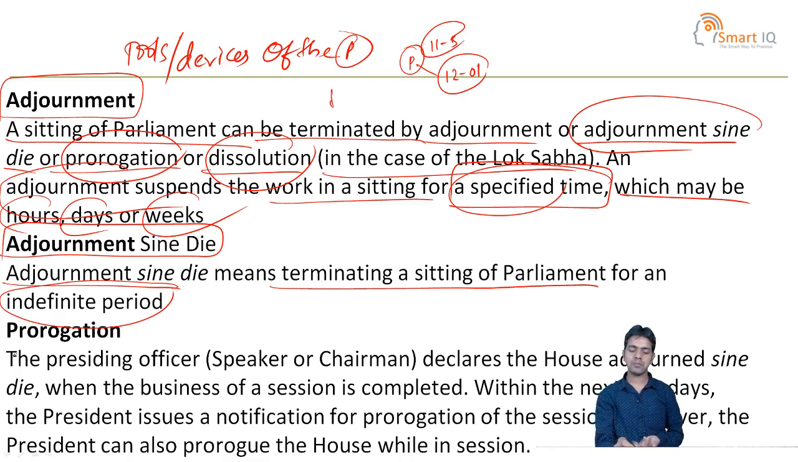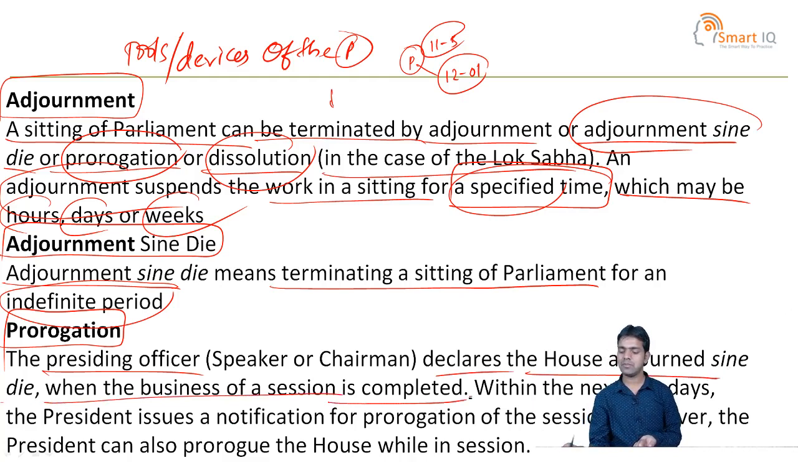And next is prorogation. What is meant by prorogation? The presiding officer, the speaker in the Lok Sabha or the chairman of the Rajya Sabha, declares the house adjourned sine die when the business of the session is completed. Within the next few days the president issues a notification of the prorogation of the session.